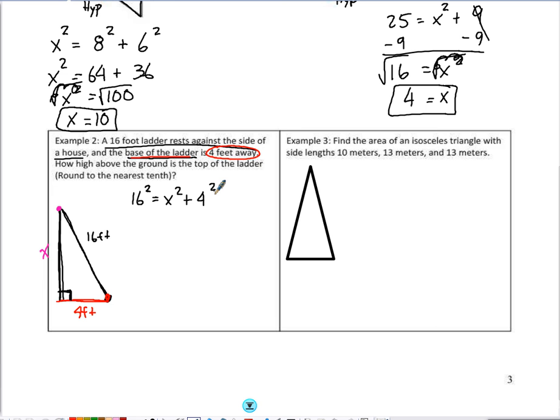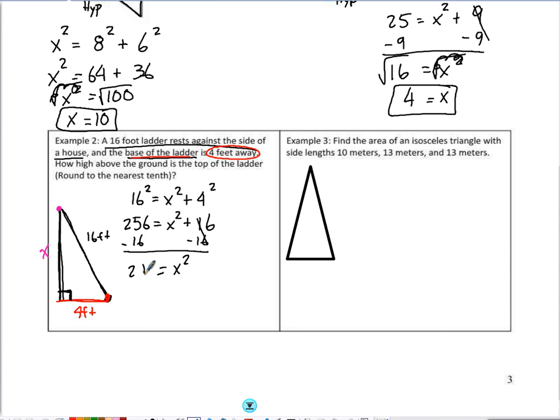You might not know 16 squared off the top of your head, that's right, you have a calculator. If you plug that in, or if you have that one memorized, 16 squared is 256, equal to x squared plus 4 squared is 16. Subtract 16 from both sides, and you have x squared is equal to 240.